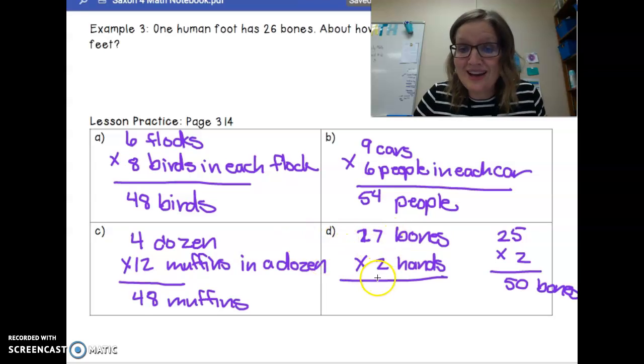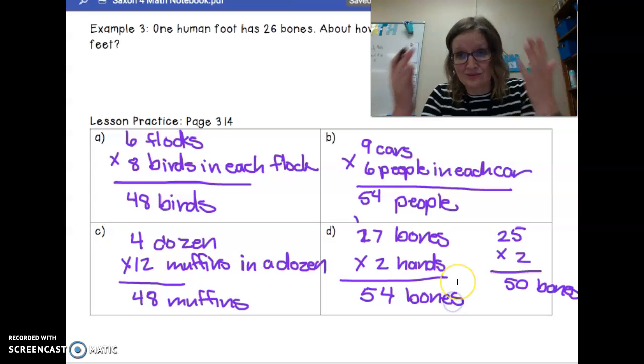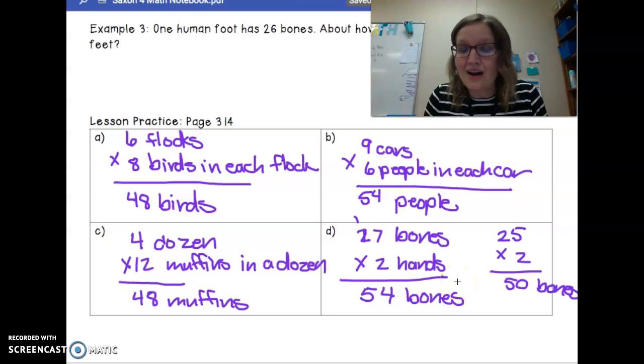If we want an exact answer, then we can do the full-blown thing and say 2 times 7 is 14. Take our 1. 2 times 2 is 4. Plus 1 is 5, so 54. So there are exactly 54 bones in 2 human hands. Awesome.